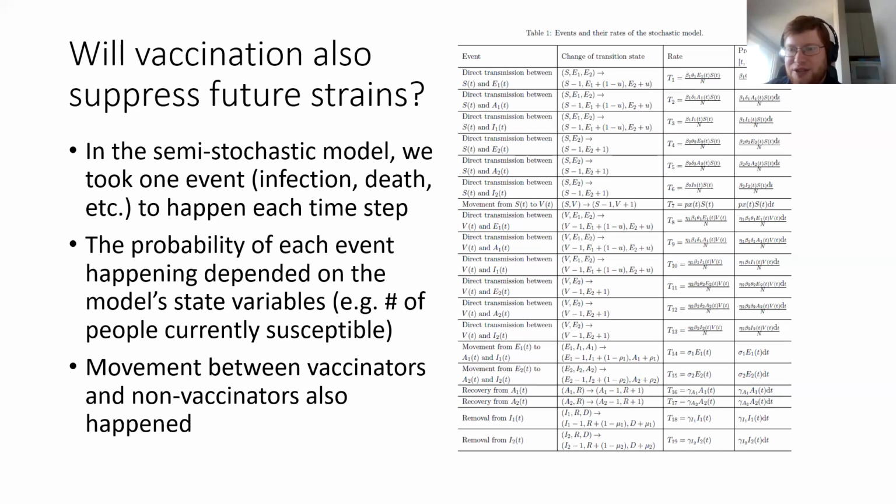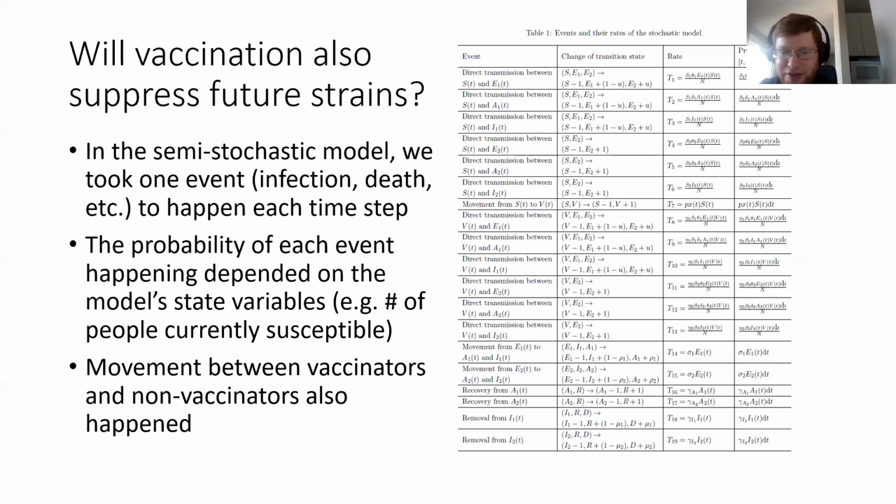As you can see in the rightmost column, if we advance time by some small amount dt, then what you have in the rightmost column is the probability that the rate corresponding to the row it's in is the one that happens.